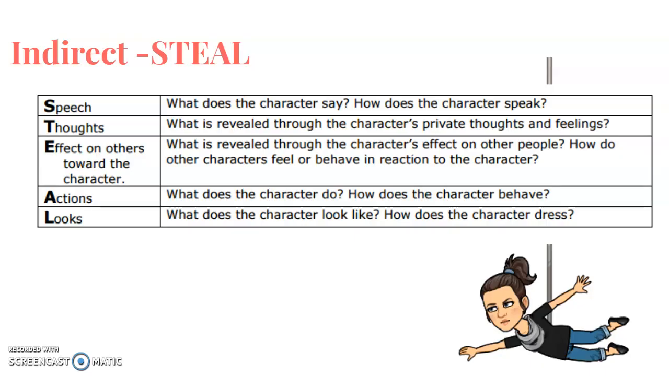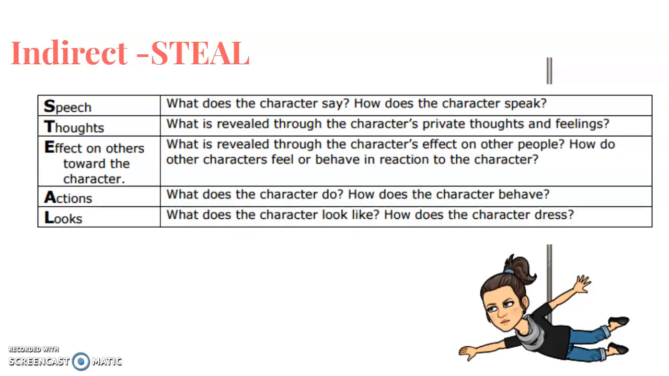Their thoughts. When you can see inside their thoughts, you can start to understand a little bit more about them. A lot of the times you'll see this in monologues and plays. So you'll be looking at what they're thinking and what they're feeling to help you to understand who they are better. The effect on others toward the character. So what is revealed through the way the character affects the other people? How do they feel? How do other characters feel or behave in reaction to that person? And again, that can let you know a lot about people that the author is writing about.